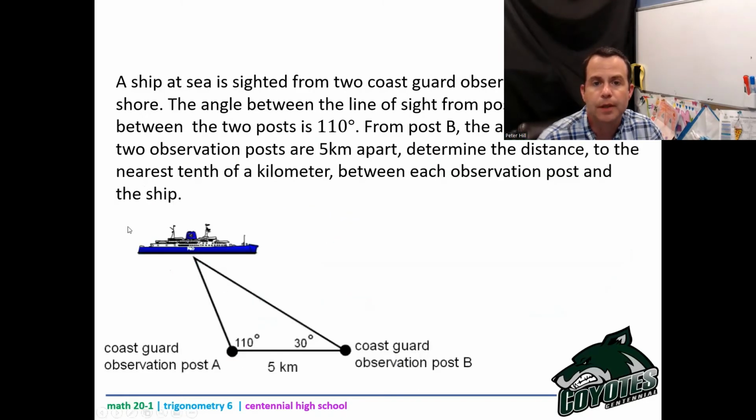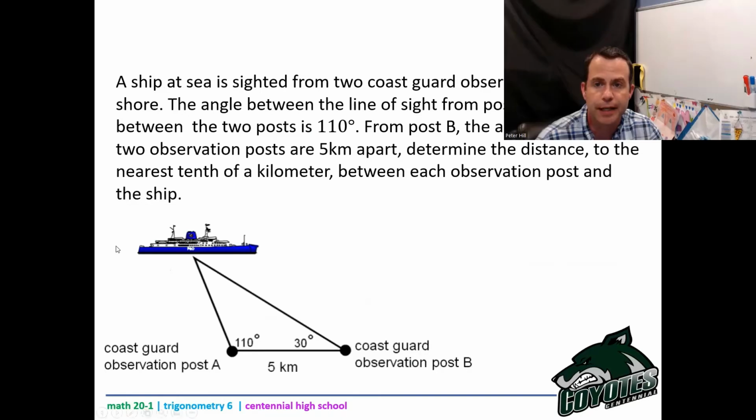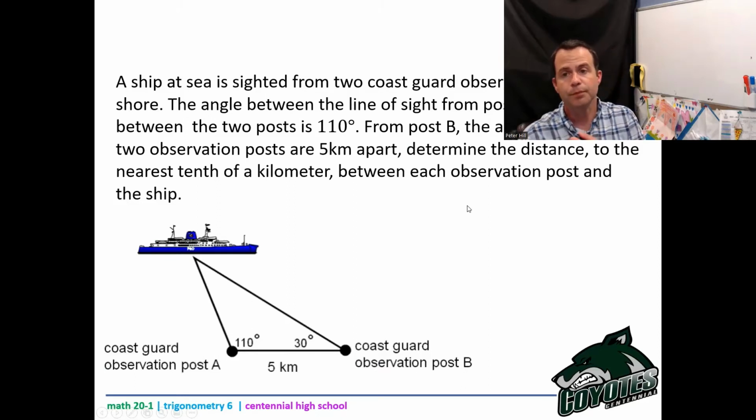I'm just going to hide my head for a sec. A ship at sea is sighted from 2 Coast Guard observation posts on the shore. The angle between the line of sight from post A and the line between the 2 posts is 110 degrees. From post B, the angle is 30 degrees. If the 2 observation posts are 5 kilometers apart, determine the distance to the nearest tenth of a kilometer between each observation post and the ship.